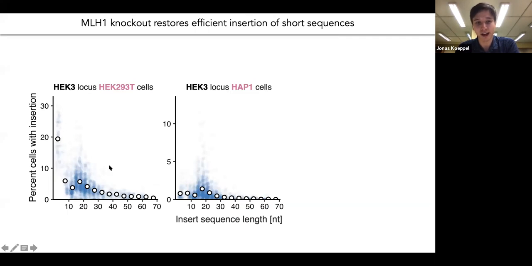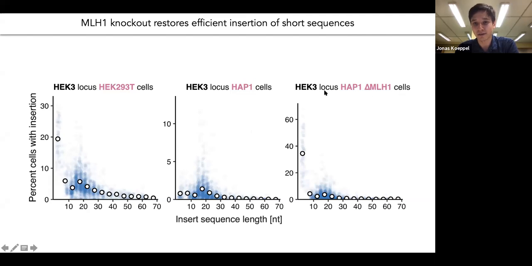Again, to orient you, we have the HEK293T cells and we have the HAP1 cells. And now we also have data for HAP1 cells that are knockout for MLH1, an important component of the mismatch repair pathway. And you can see that the short sequences insert very, very well in this cell line. If you look at absolute numbers, it's, I think, around 40-fold higher for the short sequences compared to the HAP1 cells that are wild type in MLH1. And overall, I believe the editing rate is around 6-fold higher in those cells.